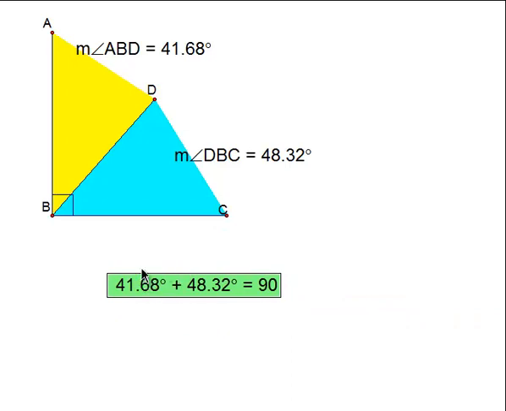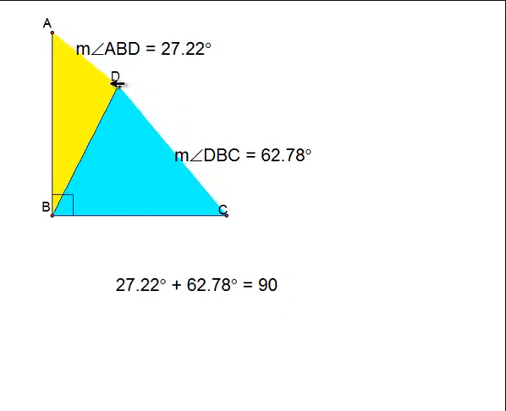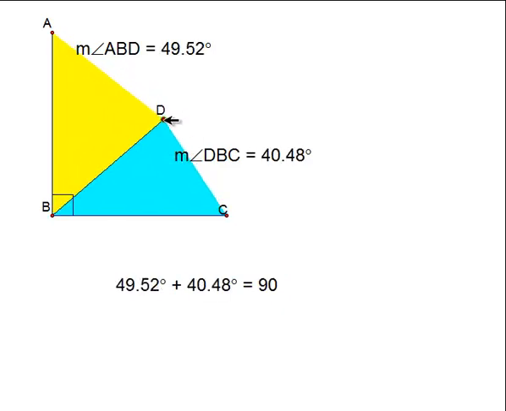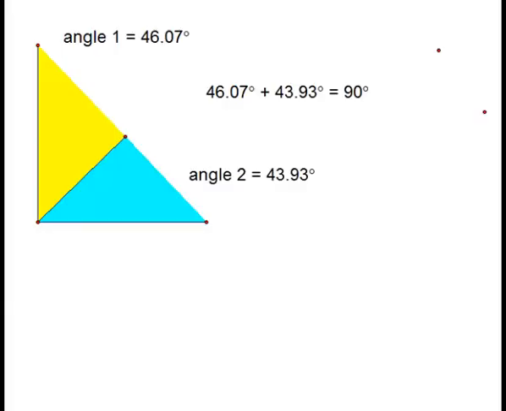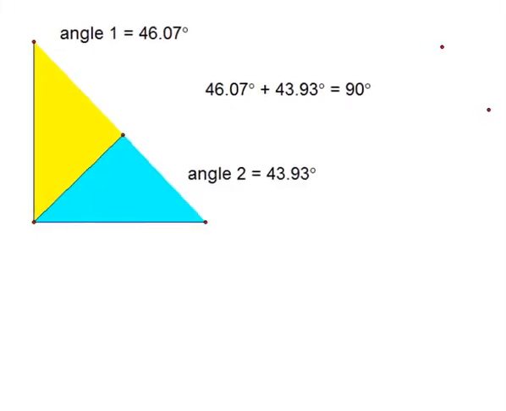Here is ABD and here is DBC. If I move this point around a little bit, the angle measures change, but they still add to 90 degrees. In this case, our two complementary angles, and we'll call them angle 1 and angle 2, are adjacent. Remember, adjacent means shared vertex and shared side. And when we add them together, they add to equal 90. So in this case, they're adjacent and they're complements.